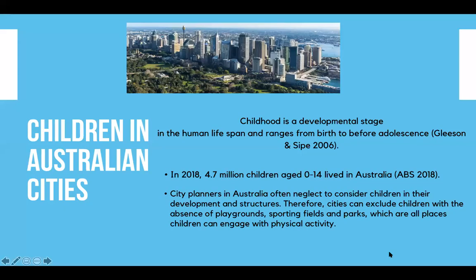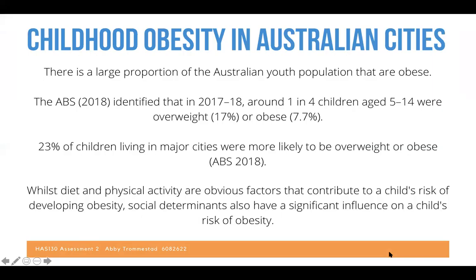Children in Australian cities. Childhood is a developmental stage in the human lifespan and ranges from birth to before adolescence. In 2018, 4.7 million children aged 0 to 14 lived in Australia. City planners in Australia often neglect to consider children in their development and structures. Therefore, cities can exclude children with the absence of playgrounds, sporting fields and parks, which are all places children can engage with physical activity.